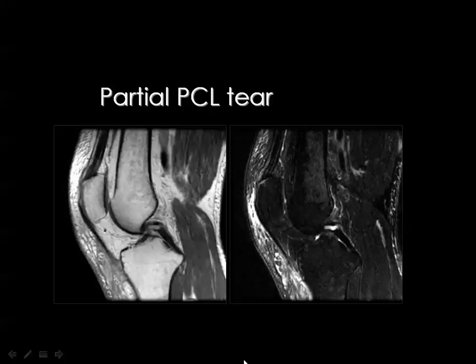Partial PCL tear is easy to diagnose compared to partial tear of the anterior cruciate ligament, because this ligament is cord-like, and if you can identify bright signal within the course of the ligament, then you assume partial tear. The upper fibers are intact, the lower fibers are ruptured.